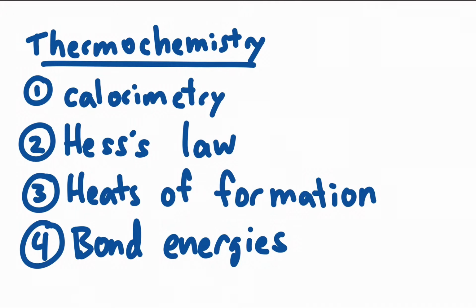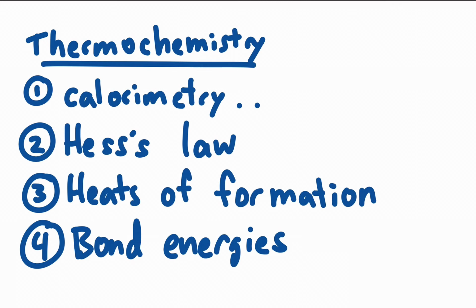Okay, chemists, in this crash course, we're going to look at topics related to thermochemistry that you might have to know for the AP exam. And I broke them down into four things: calorimetry, Hess's law, heats of formation, and bond energies. These all have to do with amounts of energy related to primarily chemical changes.